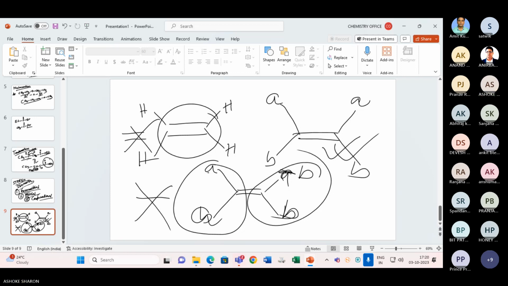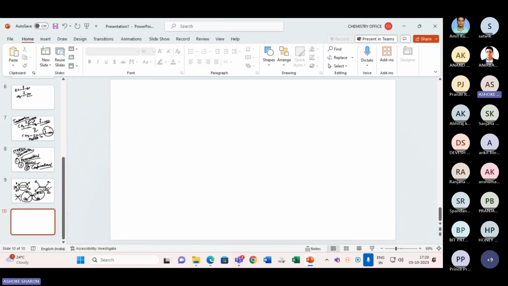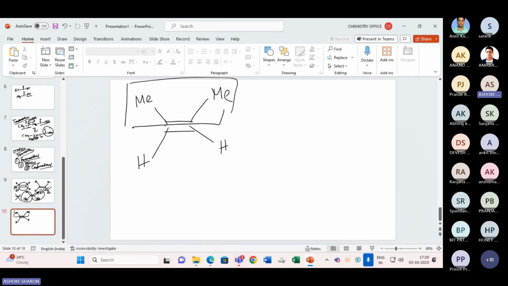Next, let's talk about a real example. If I consider methyl, hydrogen, methyl, hydrogen, with respect to this double bond, you can see the two methyls are on the one side.